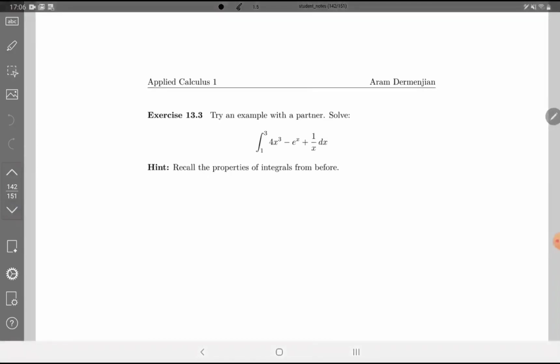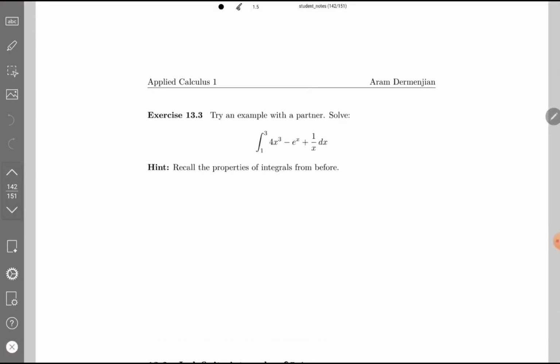So next up, I actually want you to try one by yourself. Obviously not with a partner, unless you have a friend who's in the class who's living with you. If your brother or sister is taking the class at the same time, you can do it together. But yeah, so try this out. Pause the video and try.